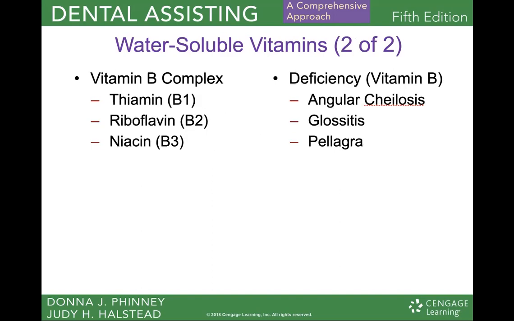Although the B vitamins are grouped together, each has a distinct function. All three together help produce energy. B1 helps prevent cardiovascular changes. B2 helps build proteins essential to growth. And B3 helps prevent gastrointestinal and nervous system disturbances. Deficiencies with vitamin B include something called angular cheilosis, which is inflammation of the corners of the mouth where the lips meet, glossitis, which is a condition of the tongue, and pellagra.